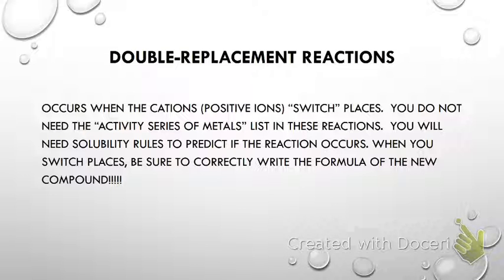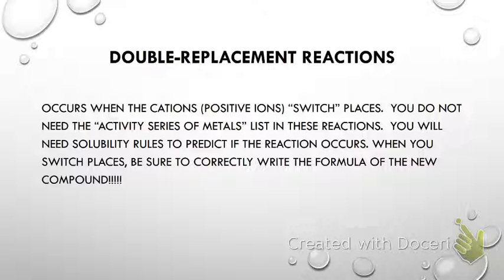Double replacement reactions. This is the fourth type we're talking about. And they're going to be a little bit trickier because we're going to have something called solubility rules that you will have to memorize. You do not get them on the test. You get the activity series. You do not get the solubility rules. So basically, they're like a single replacement, except now two things are switching.